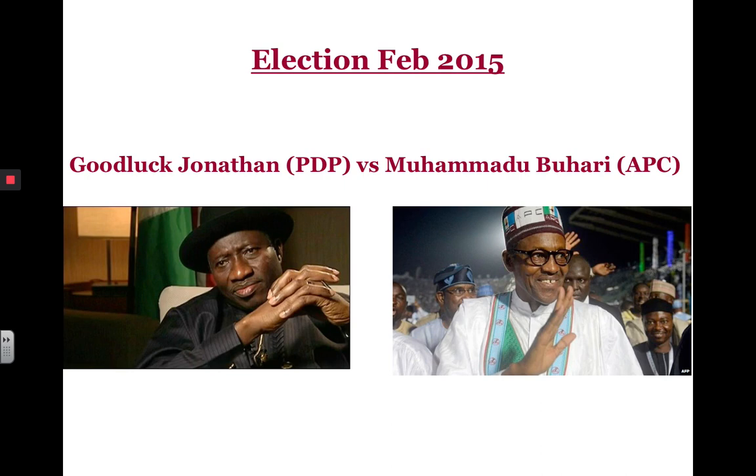The substantial piece of this election that you have to understand is that it was the first time in Nigerian history that an incumbent president was defeated. Good Luck Jonathan, the incumbent president, lost to the APC rival, Buhari. And it was an election in which Good Luck Jonathan peacefully conceded and stepped aside. Those two things really hadn't happened from an electoral process standpoint before. So Good Luck Jonathan was saying, hey, the peace of the country is more important than my political future. Give him credit for stepping aside there.